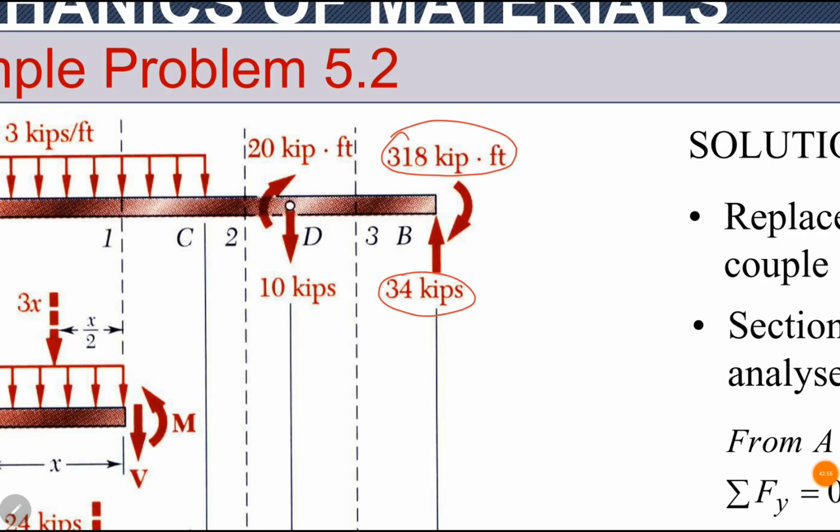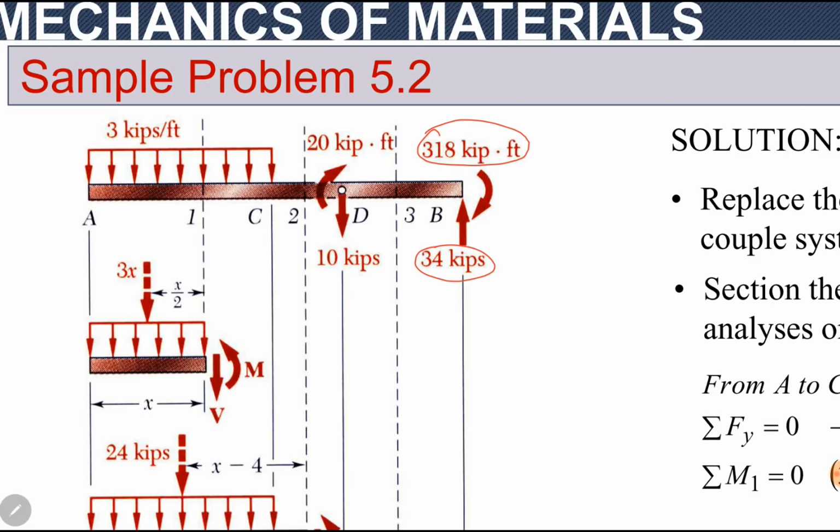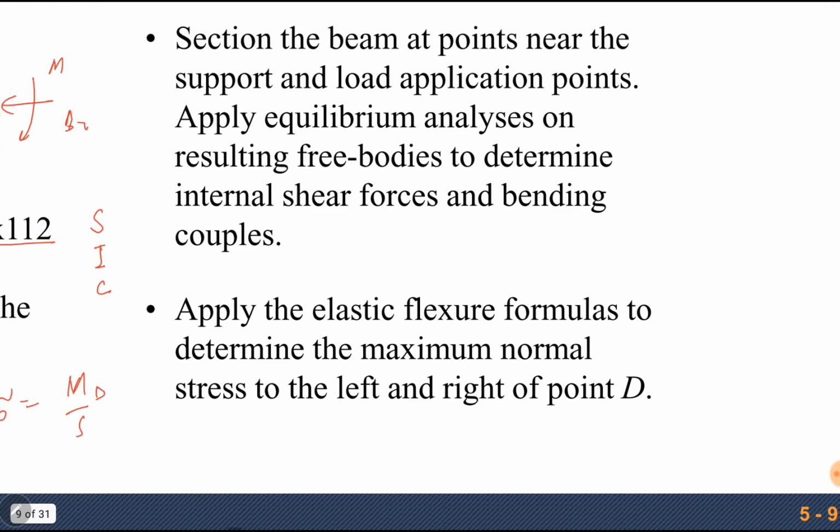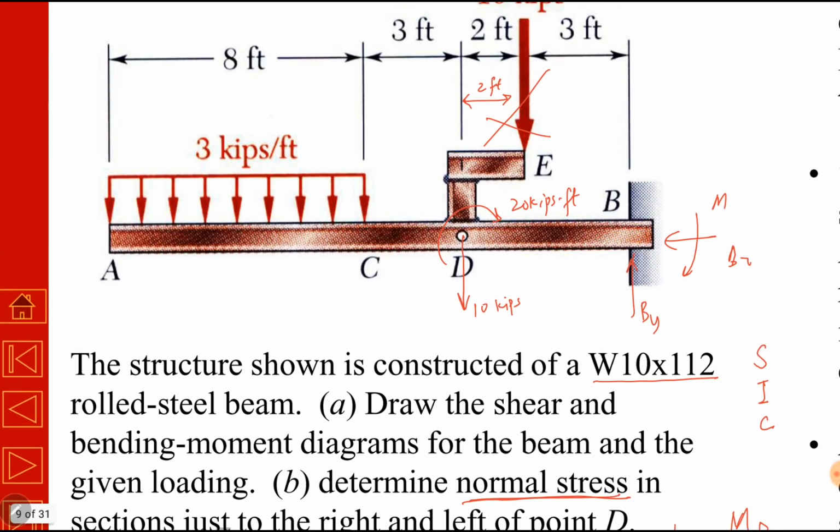Okay, as discussed earlier, I told you that if there is a distributed load, we have to section the beam between the starting and ending point of the distributed load. So here there is a distributed load between point A and C. So I will section the beam. The first section, we are starting from the left hand. The first section will be between A and C.